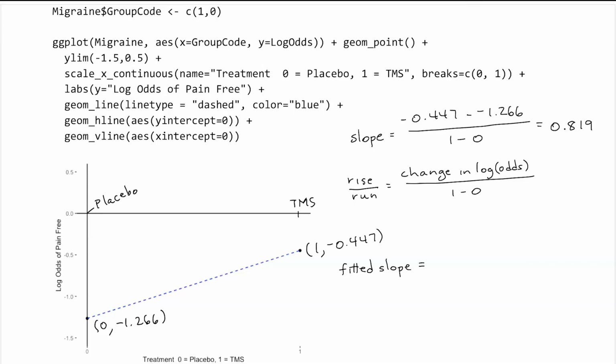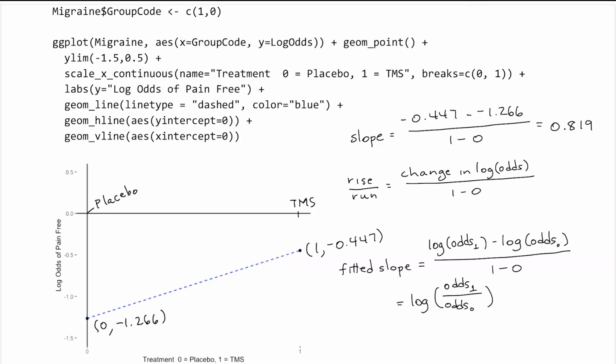let's just do this generically instead of with this example. We just did it for this example, but let's think about it generically. Our fitted slope, if we take the log odds from group 1 minus the log odds from group 0, and now I'm going to stop writing 1 minus 0 because we all know that's 1. If we actually use the properties of logarithms, that's the log of the odds of group 1 over the odds of success for group 0. So this, in fact, is the log of the odds ratio. That's what my slope is equal to. It's the log of the odds ratio.